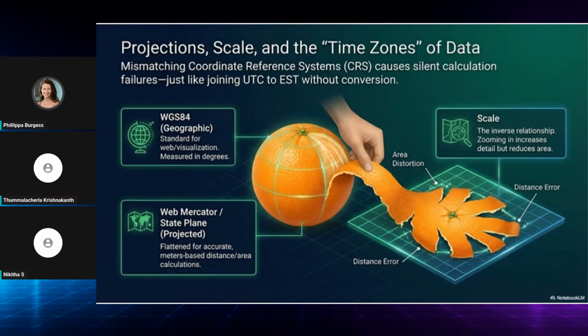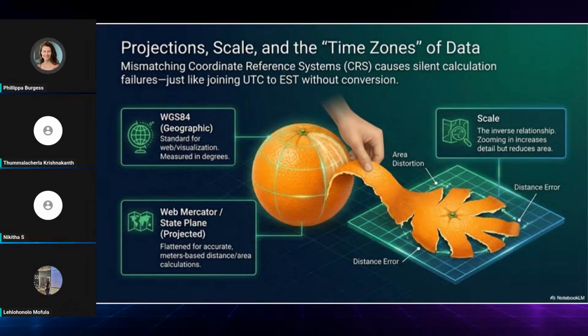Other things you'll learn: there's a projection. When you put information from that globe onto a flat map, the question is, how are you projecting it? One of the things you'll come across is WGS 84. It's a geographic coordinate system, standard for web visualizations, and it's measured in degrees. Web Mercator and State Plane are projected, flattened for accurate meter-based distance and area calculations. So when you do your projections, they're referred to as either geographic or projected. And then there's scale. Scale was one of those things that took me a minute to learn, just the idea that it's an inverse relationship.